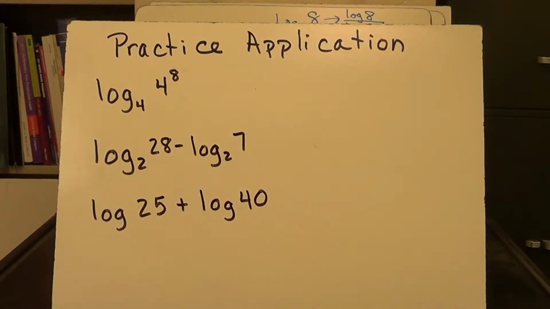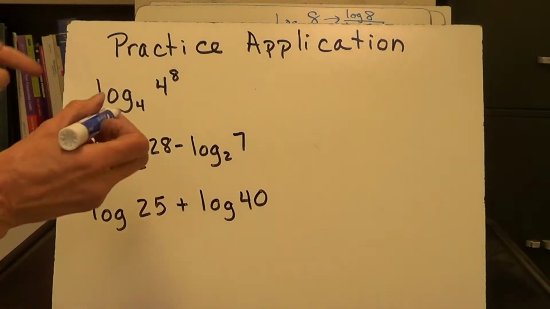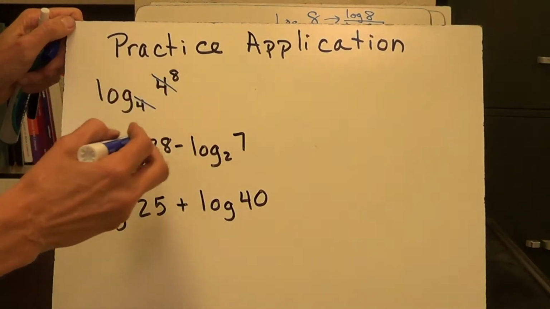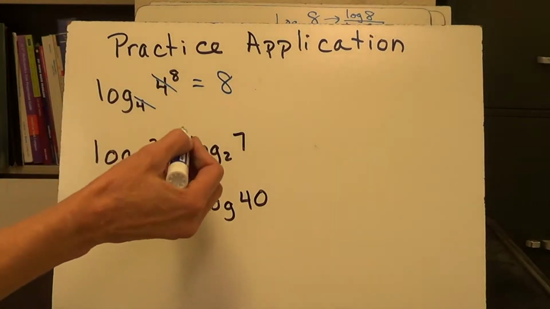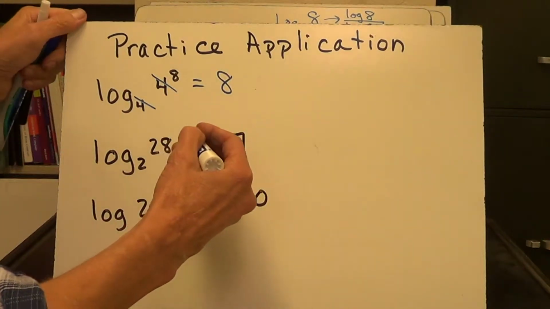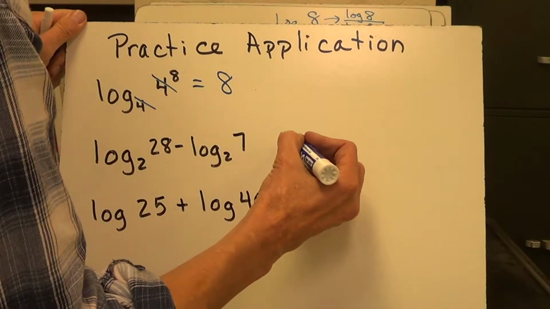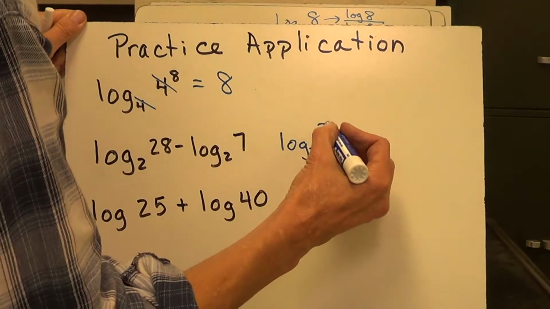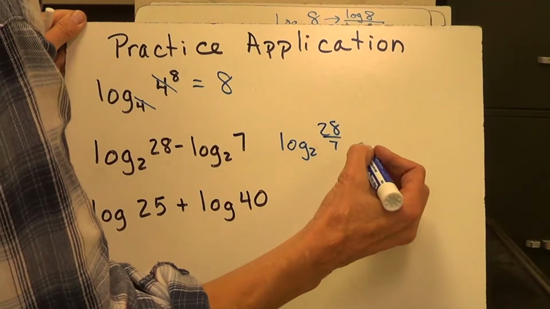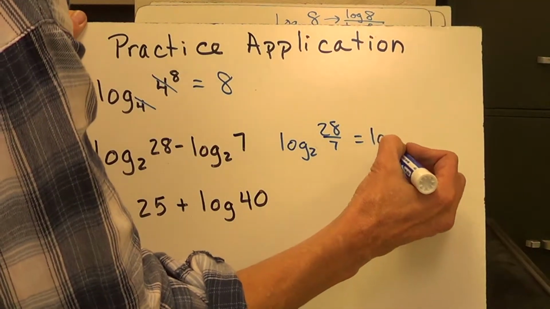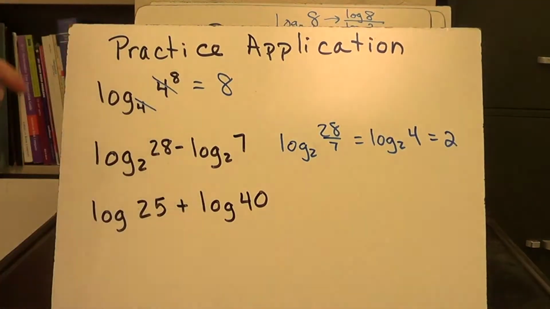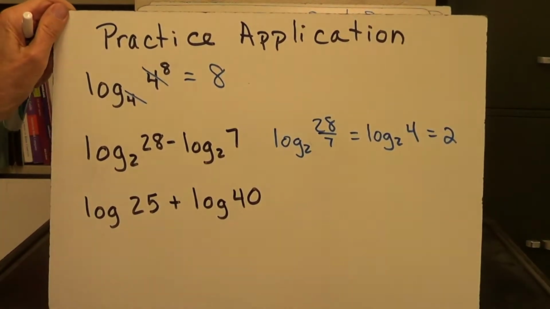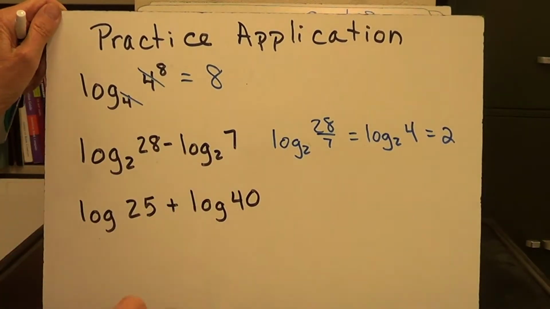Okay, so here we go. We have log base 4 of 4 to the 8th. Well, again, the base here and that base will cancel out. That equals 8. Now we have a subtraction here. Remember from our properties, subtraction was divide, so this is equal to log base 2 of 28 divided by 7, which is equal to log base 2 of 4, which equals 2. Practice these a lot. The more you practice, the better it gets. It's just like thinking inversely in your brain.